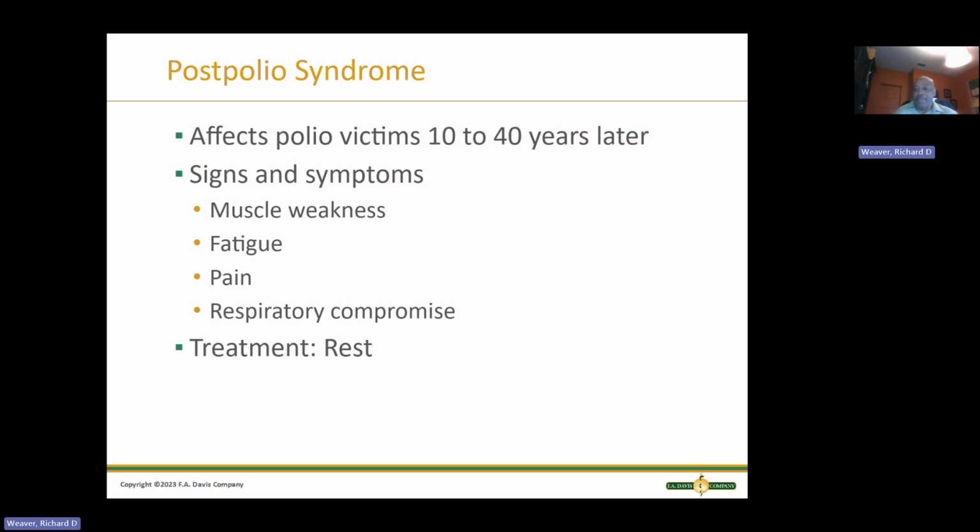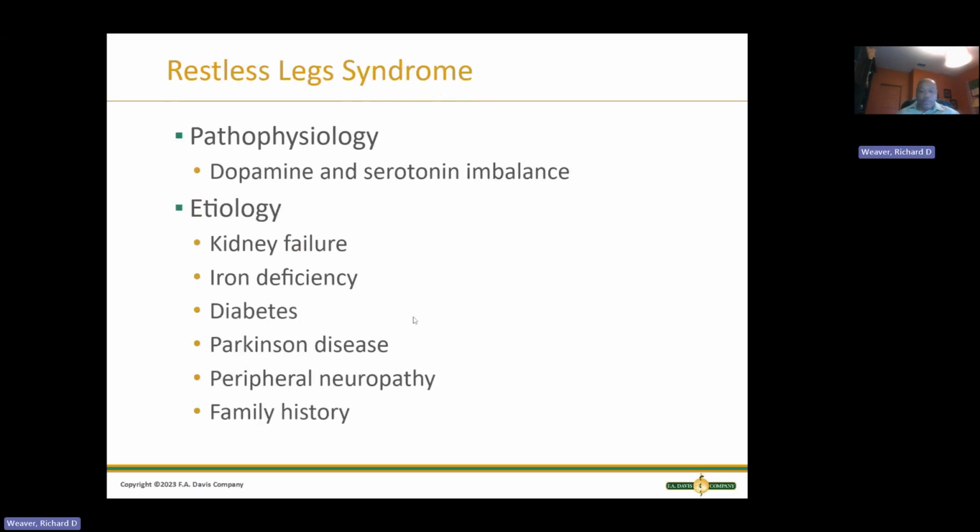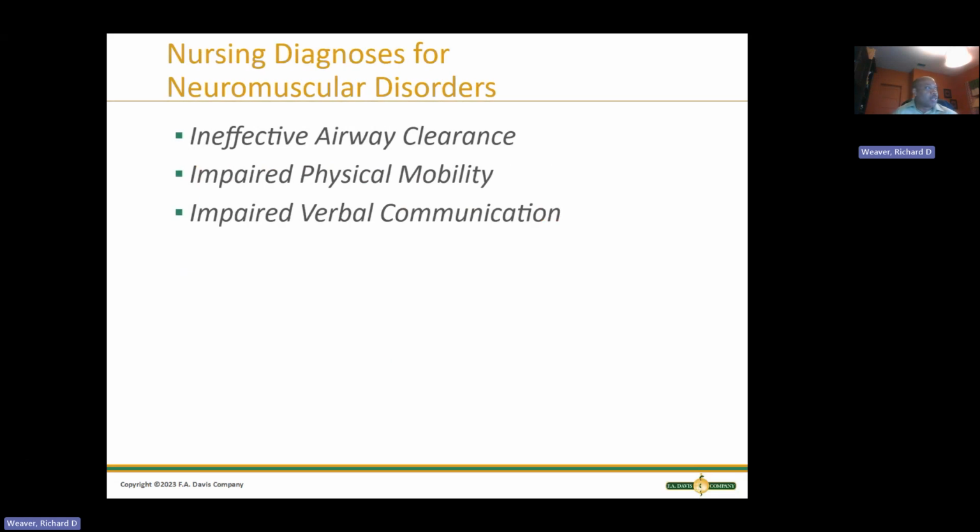No interventions have really been found to be effective at this time. However, physical therapy can help the patient increase their exercise tolerance, right? And also occupational therapists can help the patient with assistive devices in order to conserve their energy. Take a look at the appropriate nursing diagnoses for these neuromuscular disorders: ineffective airway clearance, impaired physical mobility, as well as impaired verbal communication. And we pretty much have gone over what these diseases do to the airway, what they do physically to these patients, as well as the inability to communicate.